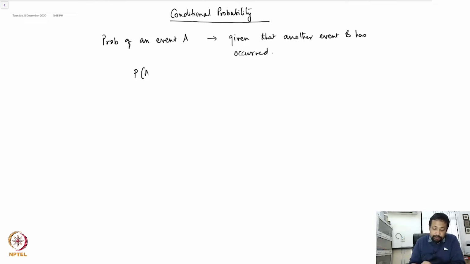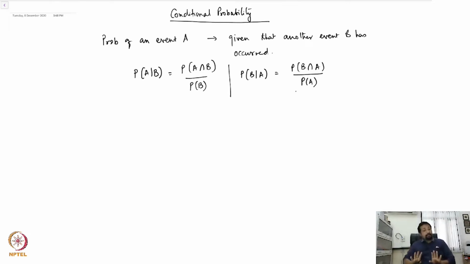And that we denote as P(A|B), which is essentially given by P(A intersection B) divided by P(B), right? If you want to ask the other way around, the probability of B given that A has occurred, the answer would be P(B intersection A) divided by P(A). Both these very simple expressions have a very nice interpretation. Since it's being conditioned on an event, you are essentially restricting the whole sample space to that event, and this becomes your new sample space.